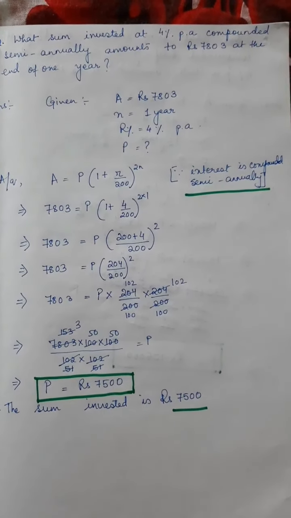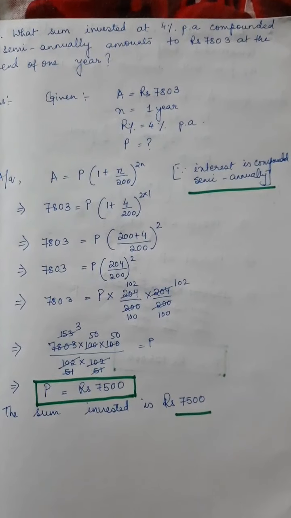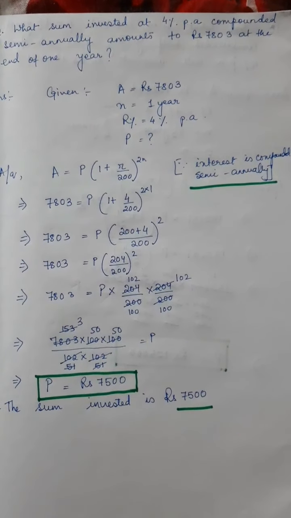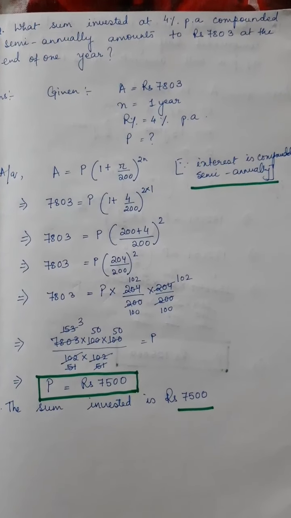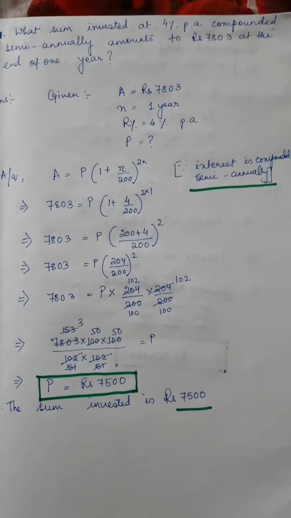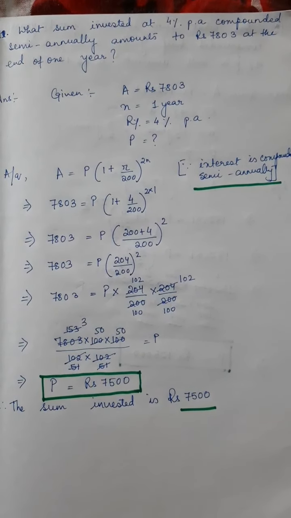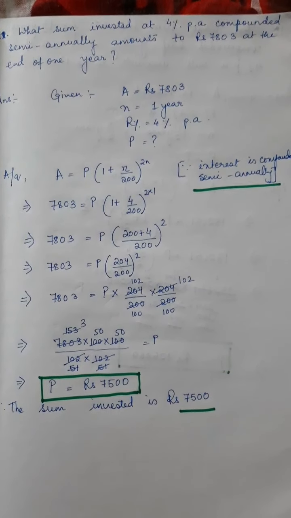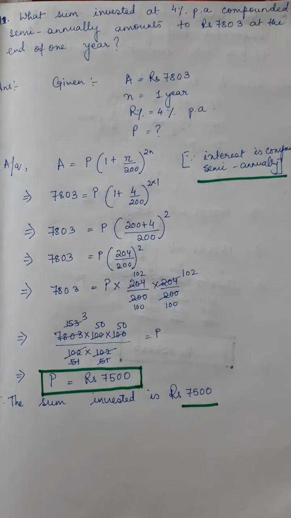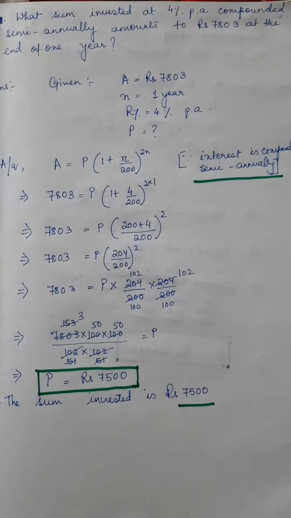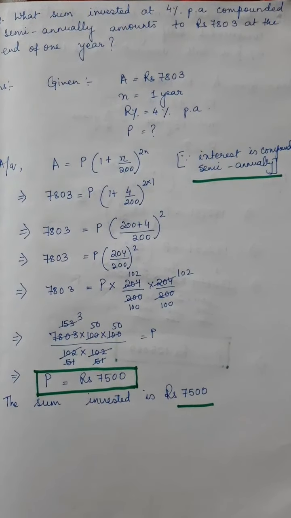Why I have used the formula? See, I have written on the side, since interest is compounded semi-annually. Now putting the value of amount is equal to P 1 plus 4 by 200 to the power 2 into 1. Why 2 into 1? Because 2 into n is 1. Next step, 7803 is equal to P into 204 by 200 whole square.